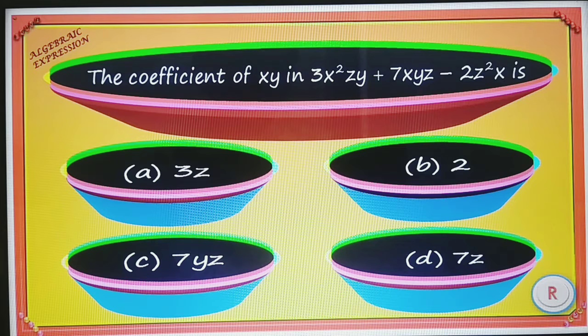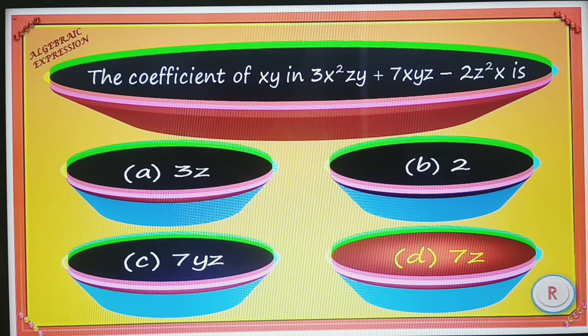Coefficient of xy we want. So the correct option is D, 7z. From the second term, 7xyz, leave that xy, so then 7z is going to become the coefficient of xy.